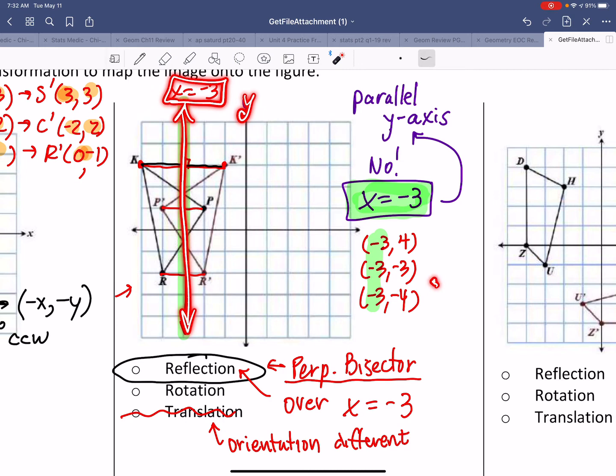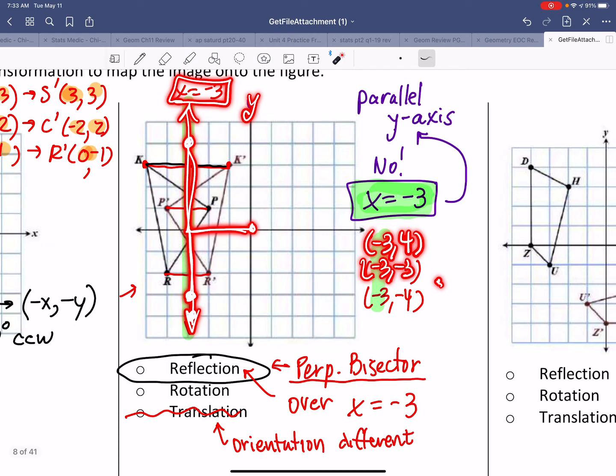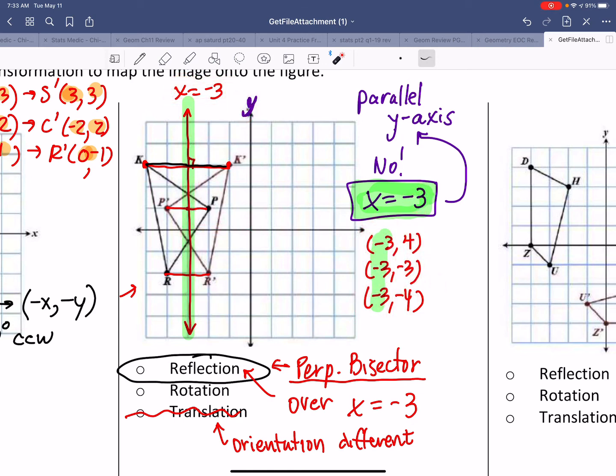We can pick some points at random to verify this. So if I picked this point and maybe this one and this one and read off these points, I went -3, +4. I went -3, -3. And I went -3, -4. Notice all of these coordinates are on this line, and all of these coordinates have -3 in the X location. So that's why that line is called X equal -3.